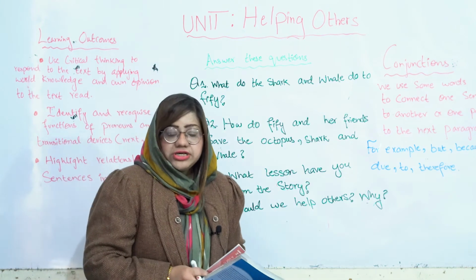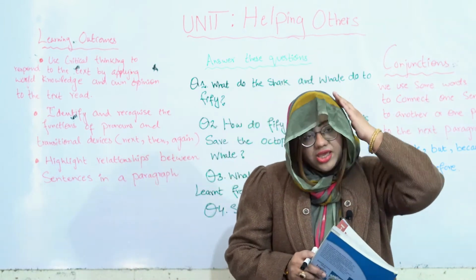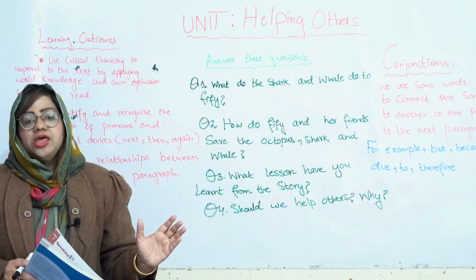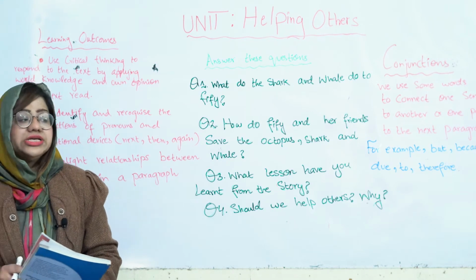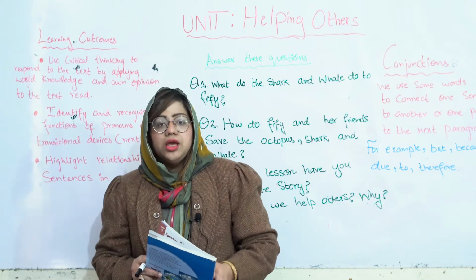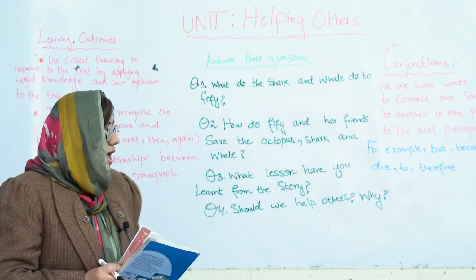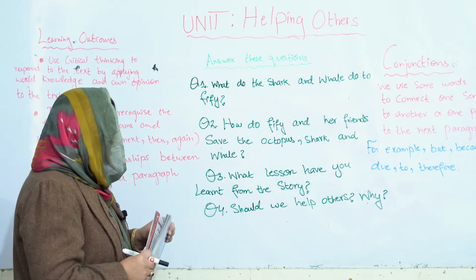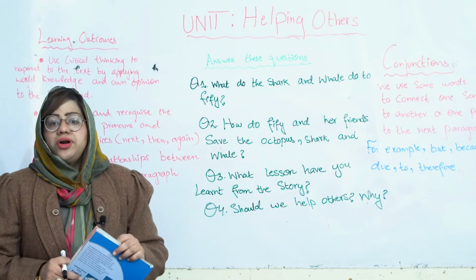You have already learned, you all know how Fifi saved the octopus, the shark and the whale, how she saved their lives. The octopus, shark and whale get trapped in a big net. Fifi hears the call and cuts the net with her teeth and gets them out. I hope you got enough explanation about this answer. Now move on to question number 3.